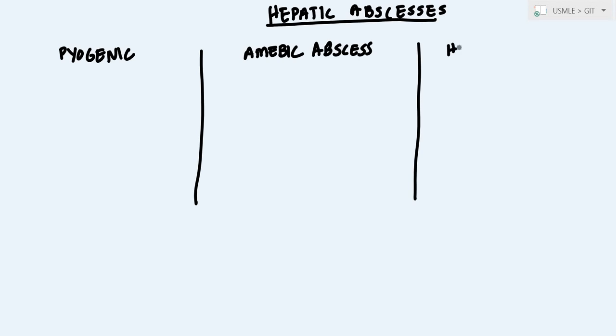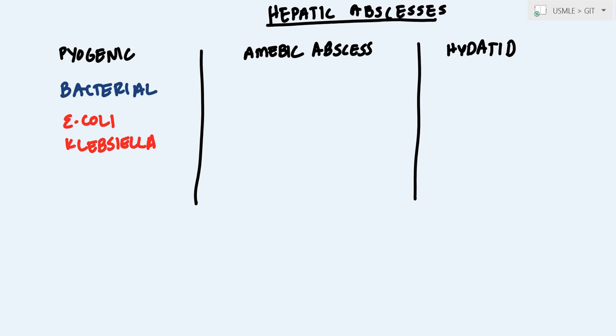And then you have the Hydatid abscess. And I think I'm just going to take them one at a time. So this is going to be primarily bacterial. Which bacteria? The most common one is E. coli, but you can also get Klebsiella. You can get strep pneumonia. And then some of the anaerobics, such as Bacteroides.